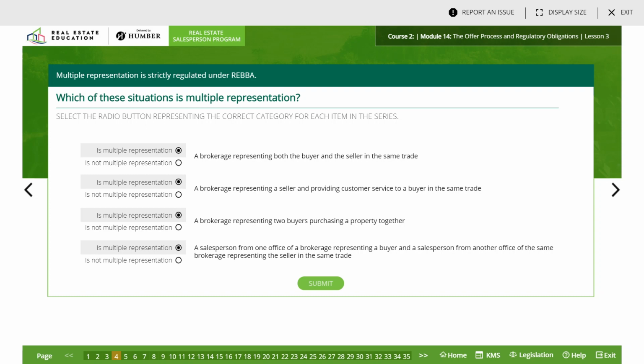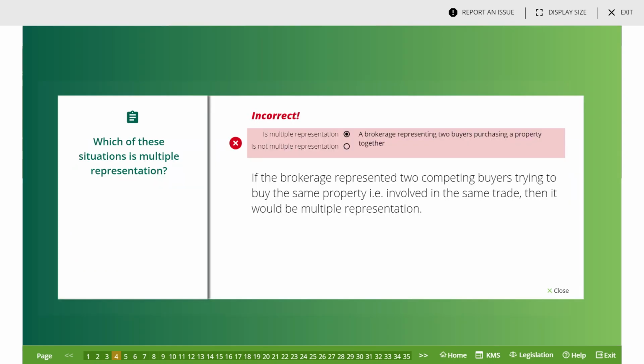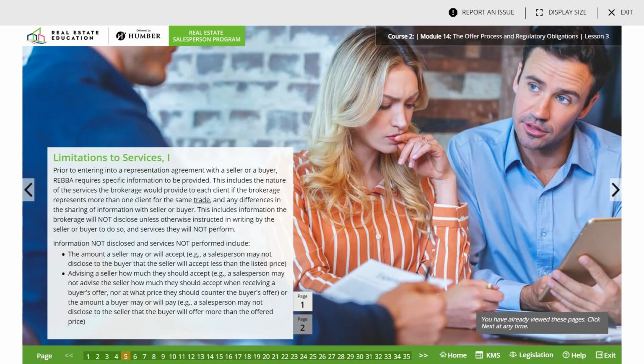I think this right here, the brokerage representing a seller and a customer, this is not. Okay, please don't judge me if I get anything wrong. I'm still learning, so let's see. A brokerage representing two buyers purchasing a property together. How did I not read that right? Okay, so there it goes. In order to actually get these questions and answers right, you have to read the question properly. Sometimes I have a very bad habit of reading the question and misunderstanding what the question is actually asking or saying. So it's very important to read your questions and answers.